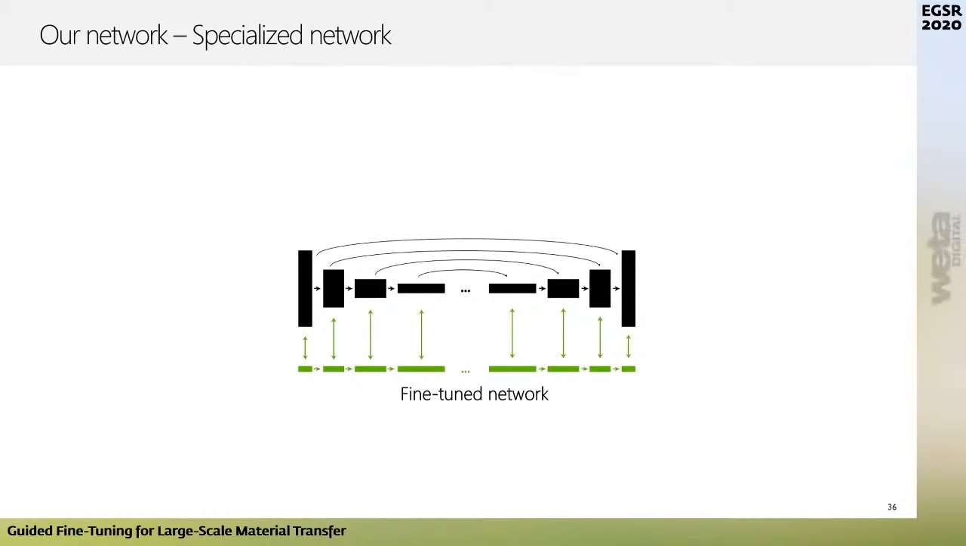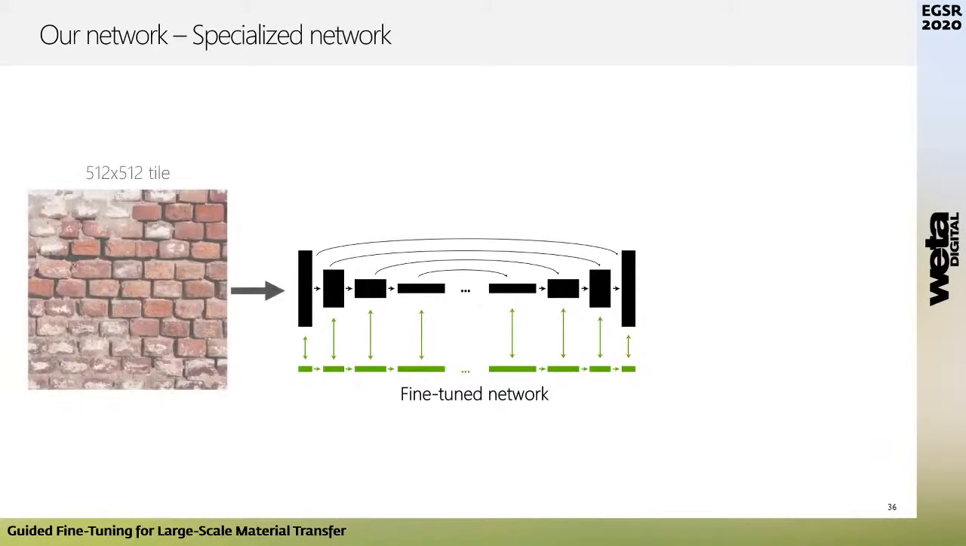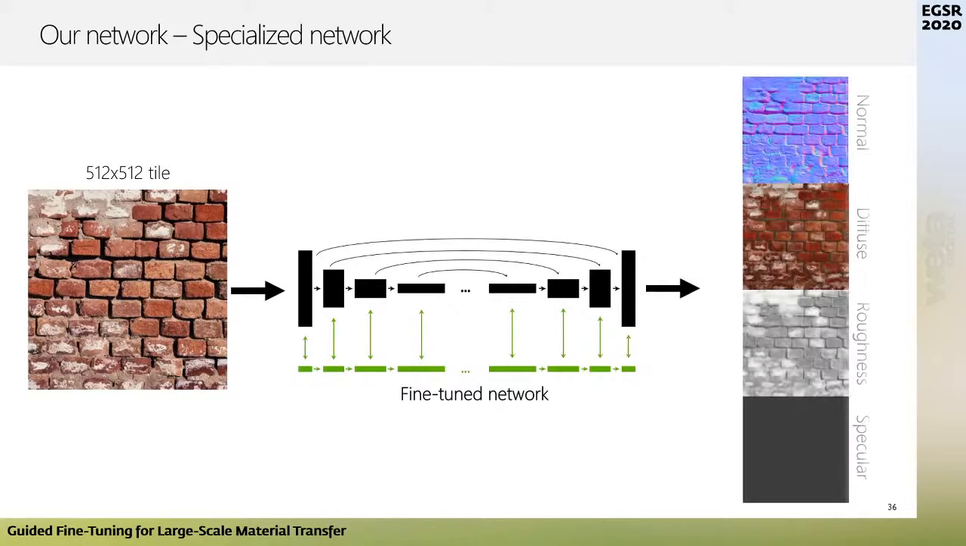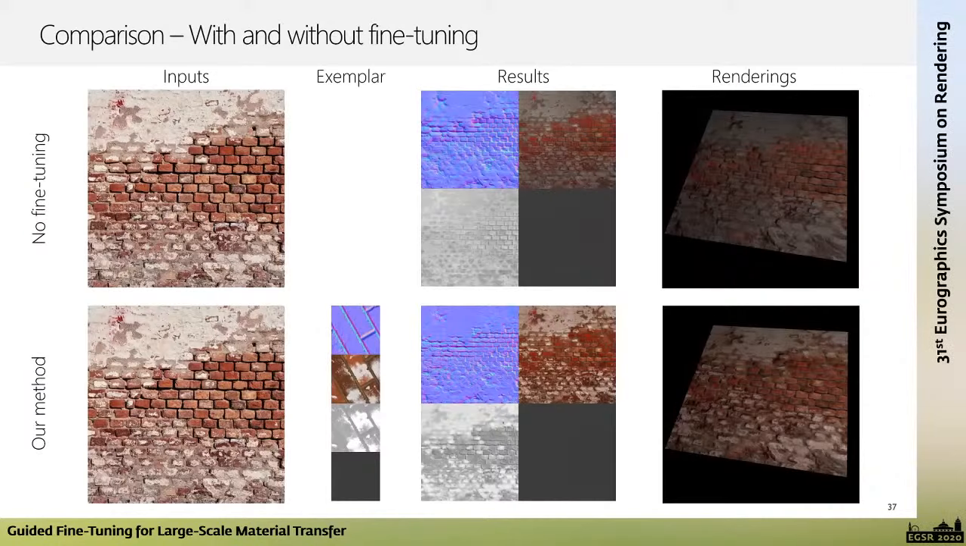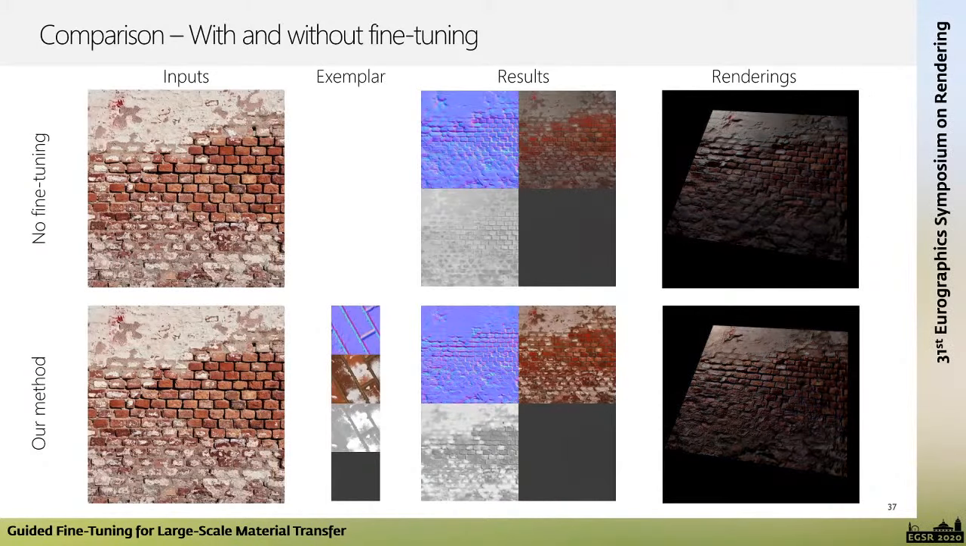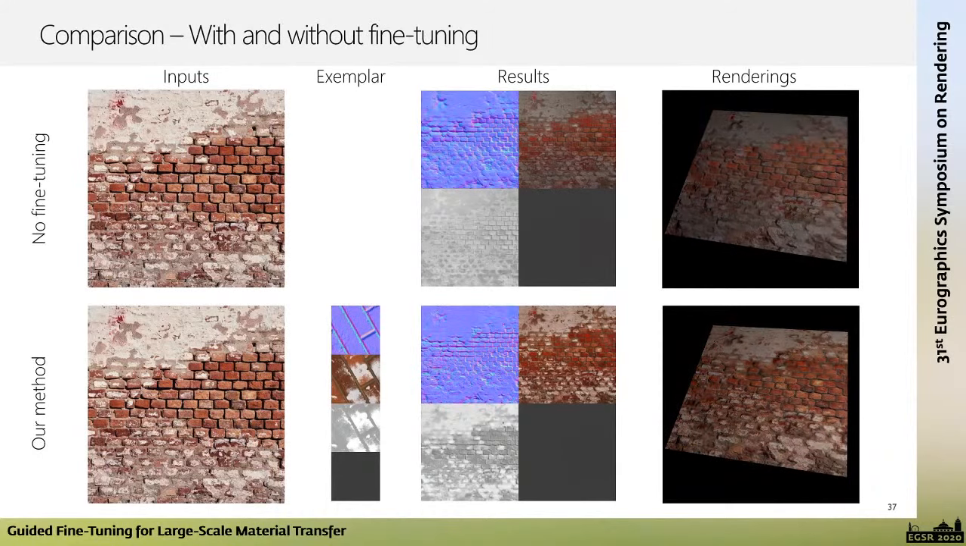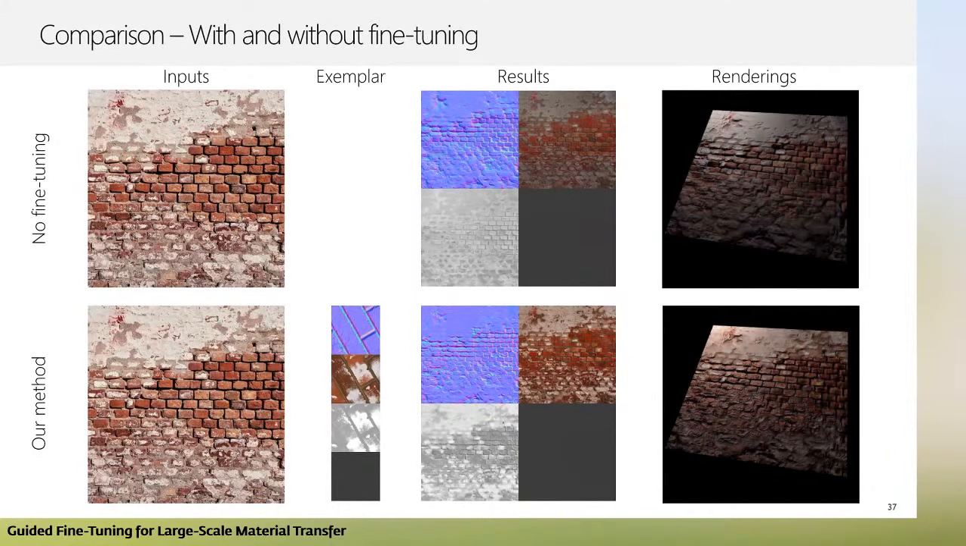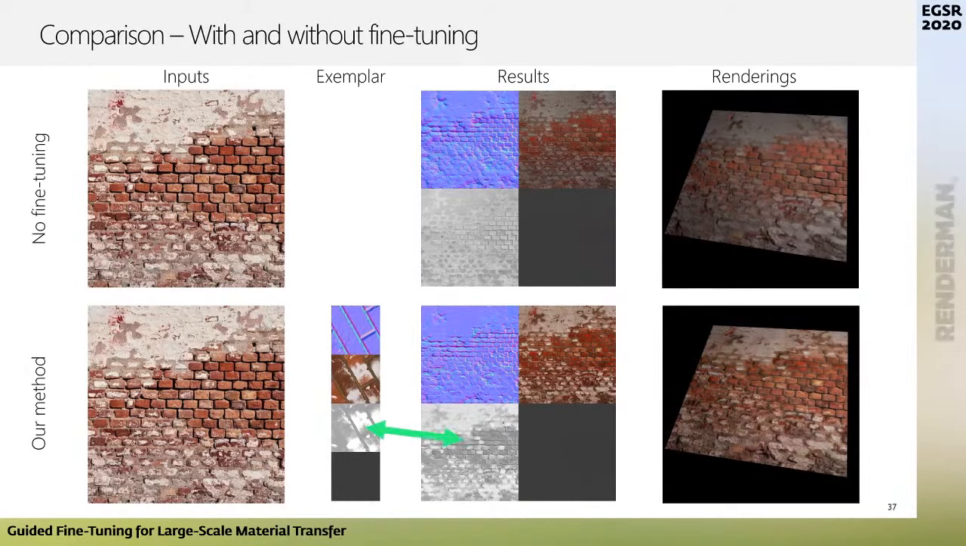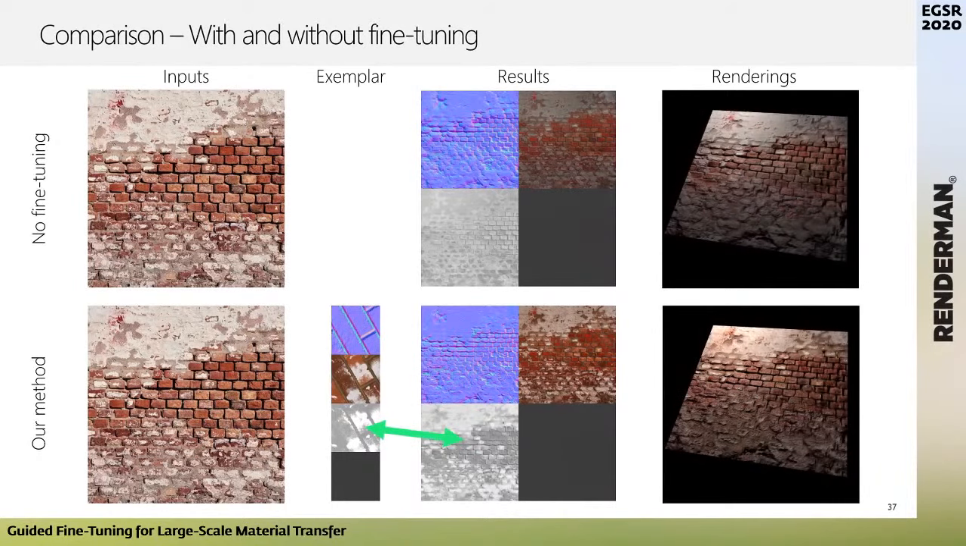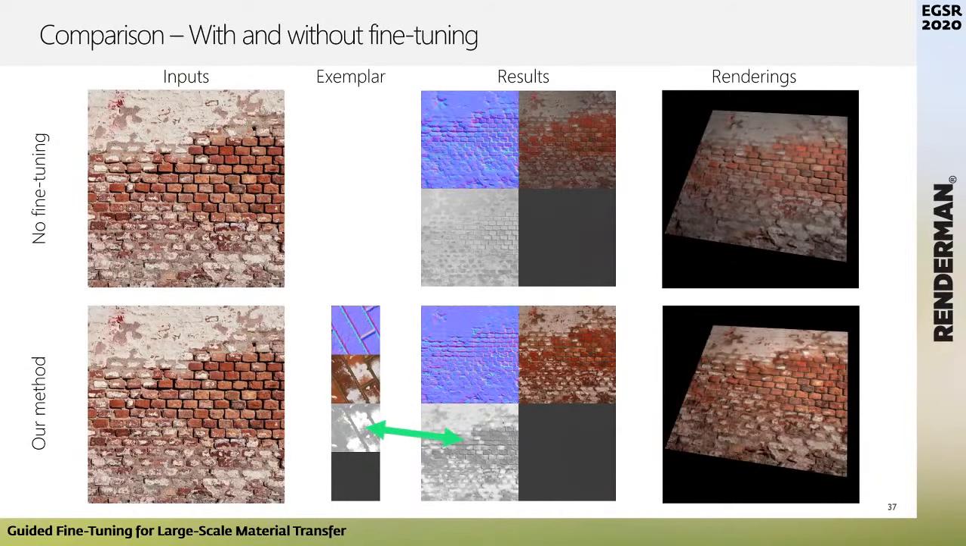After a couple minutes, we have our fine-tuned network. We can now use it to process each individual tile and get the material maps we're interested in, while still taking into account our exemplar properties. Here, we compare the results without fine-tuning on the top and with fine-tuning on the bottom. As you can see, the roughness properties of the brick exemplar were transferred, leading the bricks in the results to be shinier than the white paint.